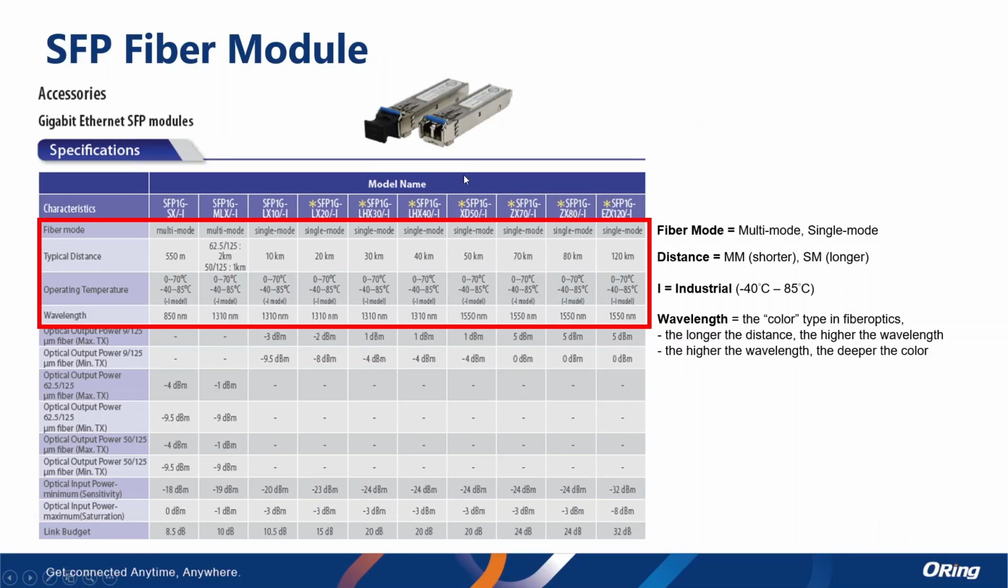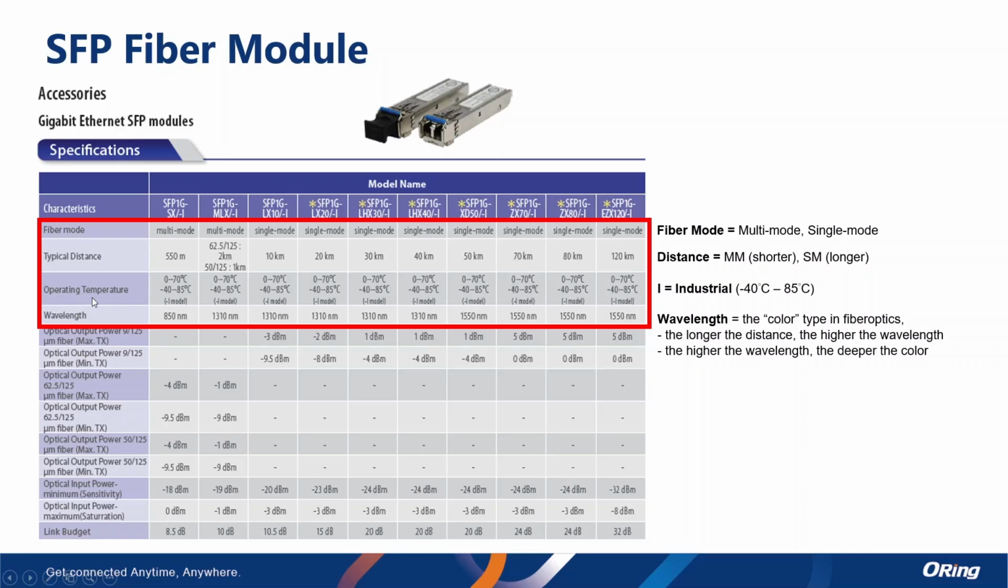Okay, the first column here is the most important information in an SFP fiber module. For example, the fiber mode, we have multi-mode or single mode here, and typical distance, because multi-mode supports only up to 2 kilometers. As you can see here, it only supports 150 meters or 2 kilometers. However, the single mode can support from 10 kilometers up to even 120 kilometers.